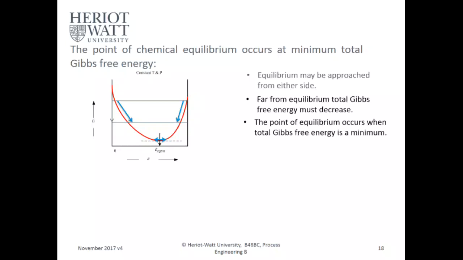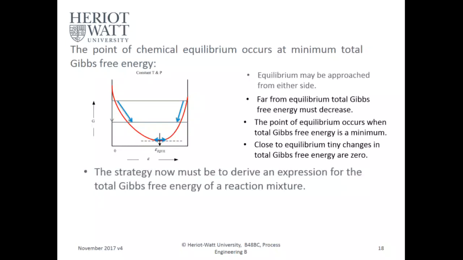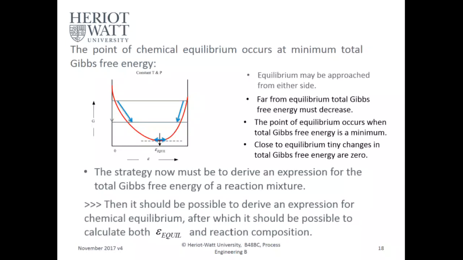So there is a point where your reaction progresses so far that it reaches minimum Gibbs free energy, so it can't go any further. That's why you have a limiting factor. So close to equilibrium, tiny changes in total Gibbs free energy are 0, in theory. The strategy now must be to derive an expression for the total Gibbs free energy of a reaction mixture. Then it should be possible to derive an expression for chemical equilibrium, after which it should be possible to calculate both epsilon of the equilibrium and the reaction composition, in theory.